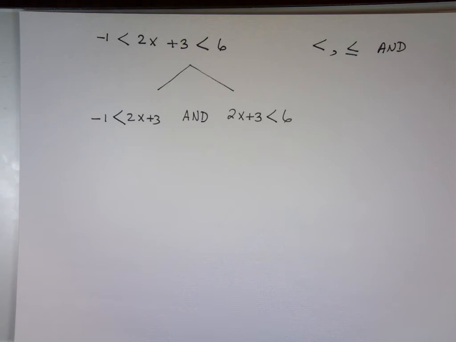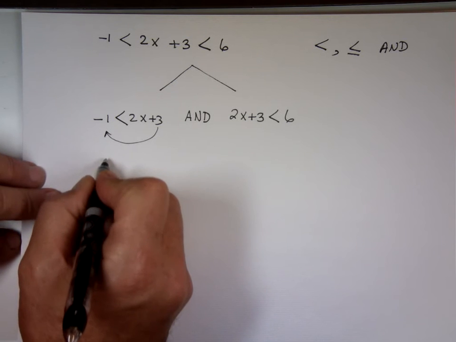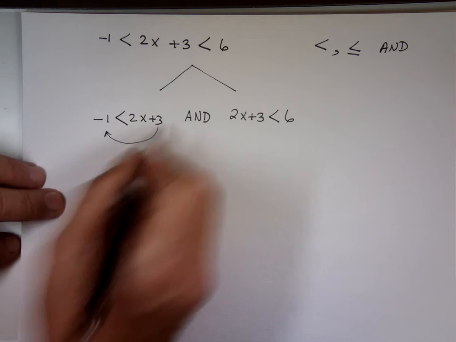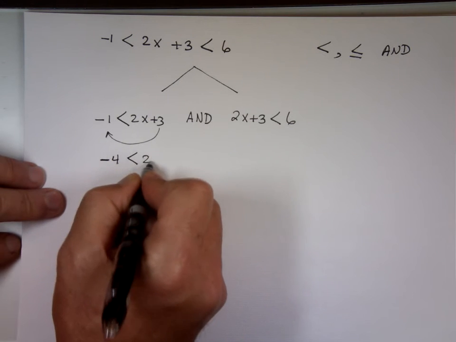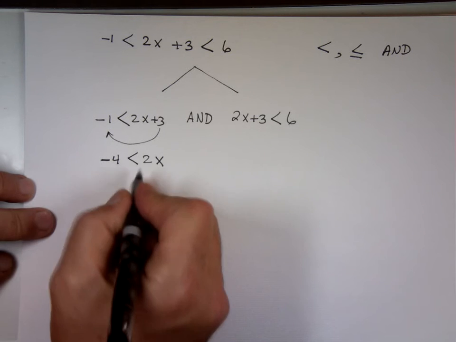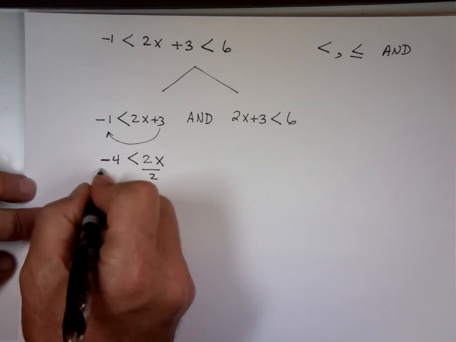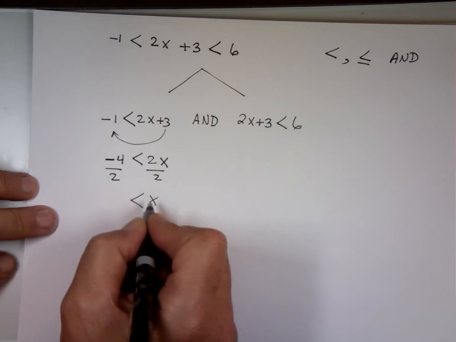Now, how do we solve this? Let's move the 3 here. It becomes a negative. What's a negative 1 minus 3? Negative 4 less than 2x. To solve for x, notice I didn't switch the sign. To solve for x, you divide by 2. Do I switch the sign now? No, because I'm not dividing by a negative number.